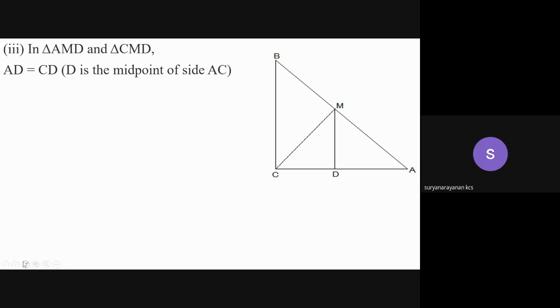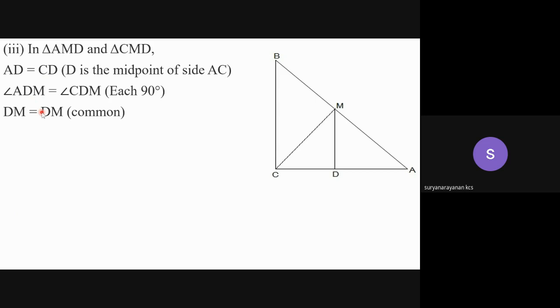And which parts are equal? Angle CDM is equal to angle MDA, that is 90 degrees. Yes or no? Each angle is 90 degrees. Angle ADM is equal to angle CDM. Now DM is equal to DM. It is a common side. Which parts of these two triangles are compared? Now can you tell me? Which criteria is used to show that these two triangles are congruent?